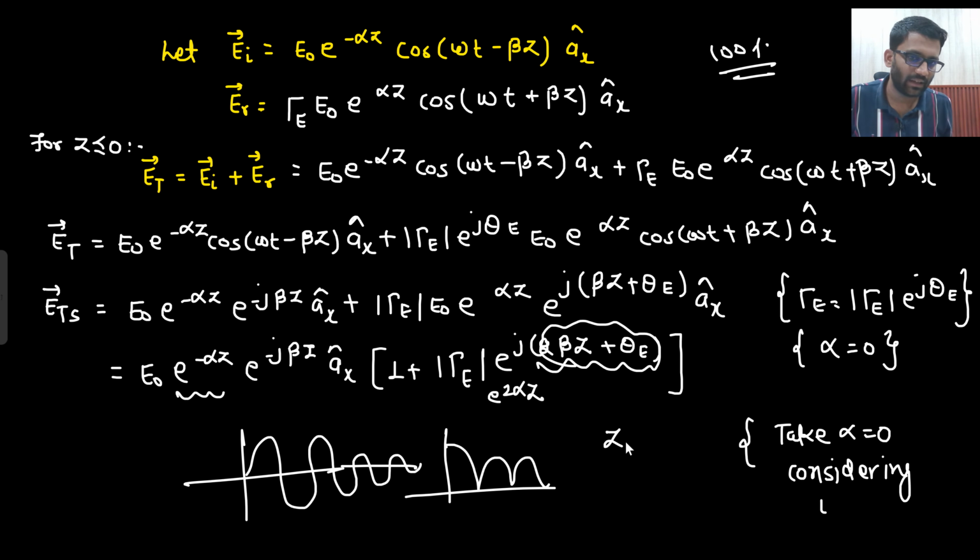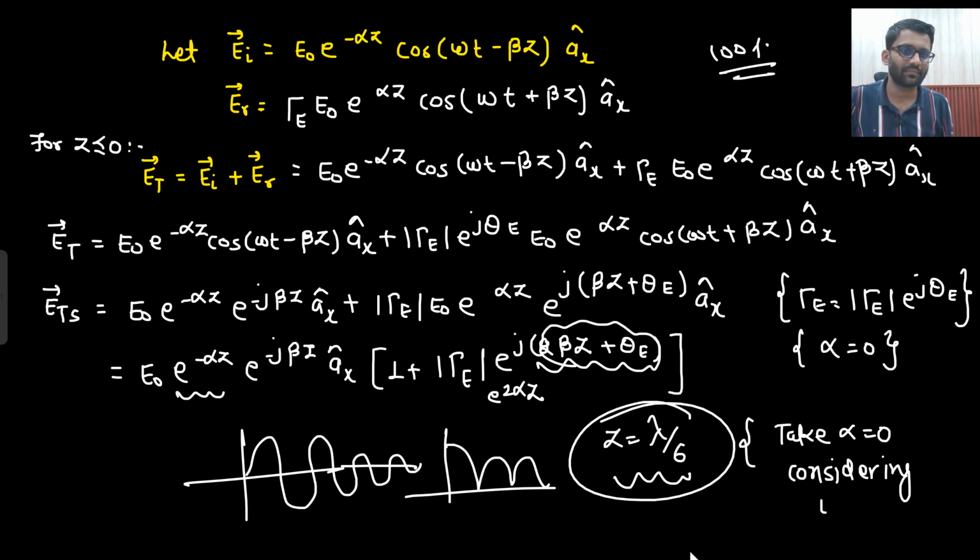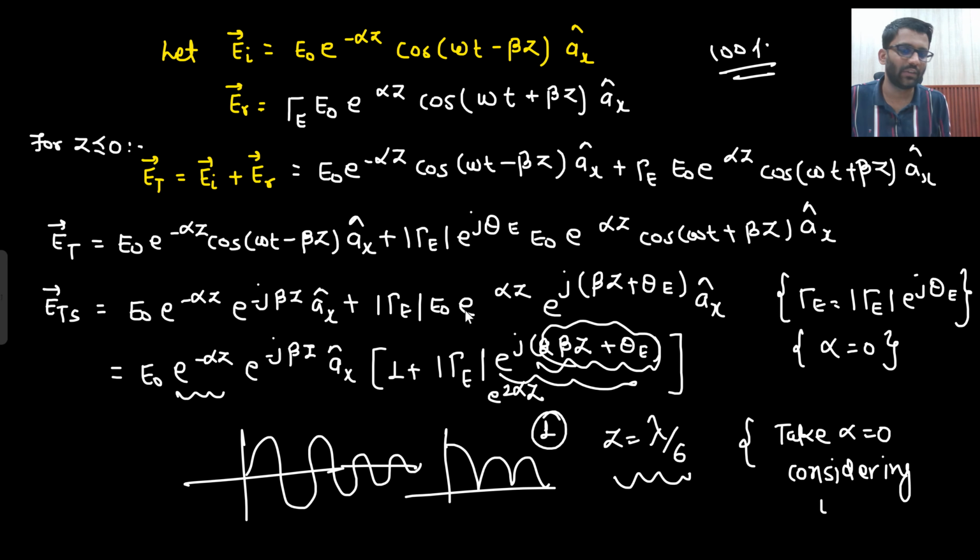Let's just say I get that my z equals to lambda by 6. At z equals to lambda by 6, I am having my maxima. This is what I am getting. Assuming that at z equals to lambda by 6, I am having my maxima. So what does that mean? That this value will be 1. At z equals to lambda by 6, this value will be 1.